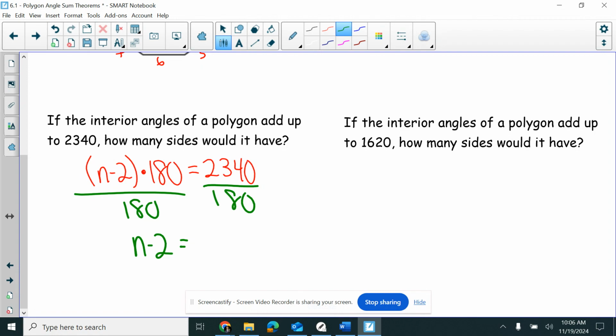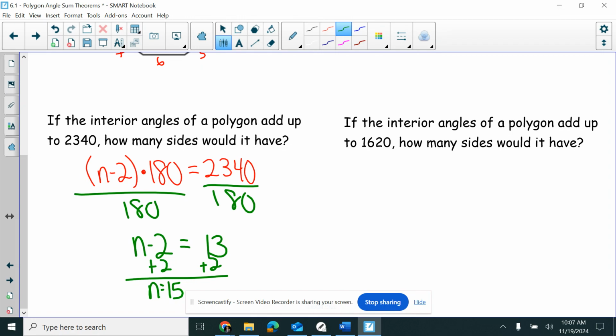That leaves me with n minus 2 equals 13. So the 13 represents the number of triangles that would be in the shape. We know that the number of sides minus 2 equals the number of triangles. So if I'm working backwards, I would add 2 to this number. And that would give me 15 sides in that polygon. So you just are working backwards: you divide by 180 and then add 2.